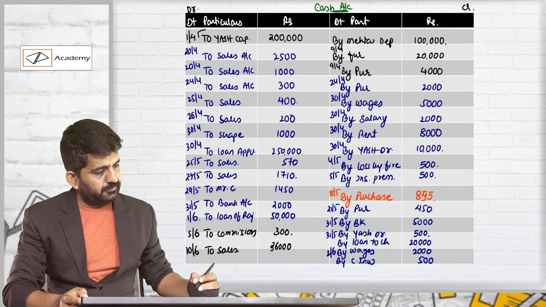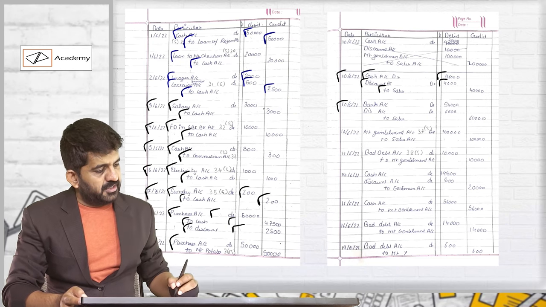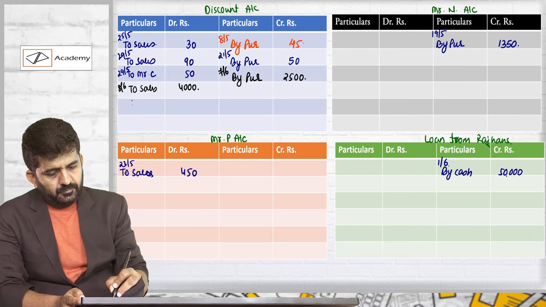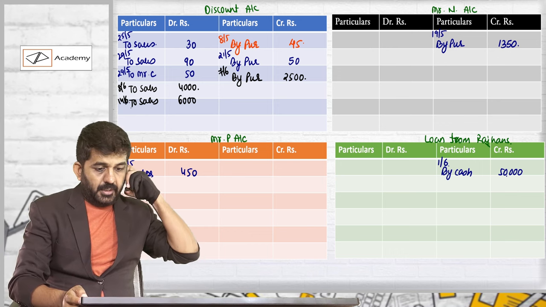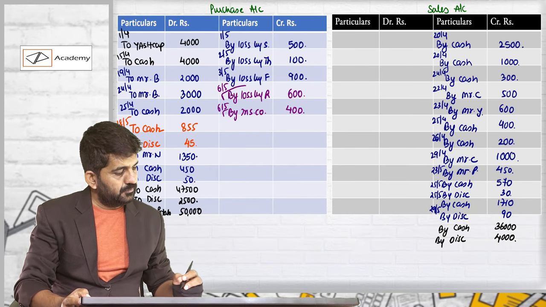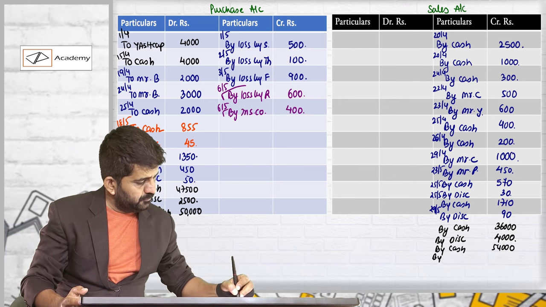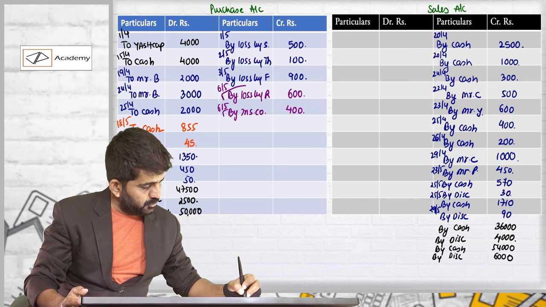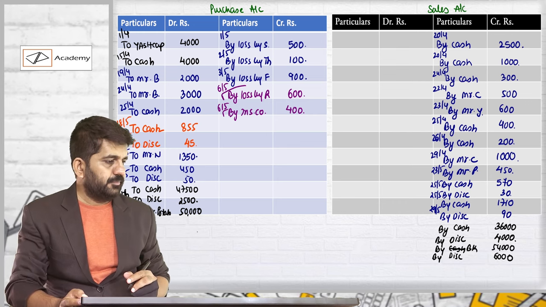Sorry, it is 10 June. So 54,000. Discount account debit side 6,000. And sales account credit side by bank 54,000 and by discount 6,000. Sorry, it is by bank, right? By bank 54,000 and by discount 6,000.